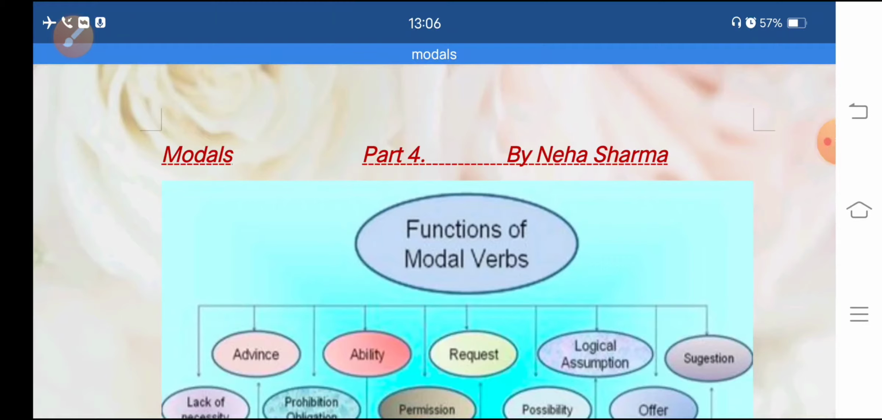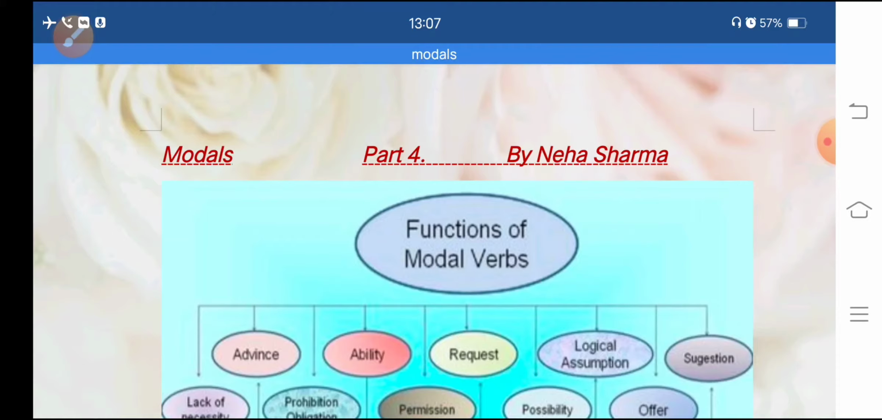In previous videos we learned that modals are the modified forms of the helping verbs. Modals are the verbs used to express the mood, attitude or mentality of the speaker. They are also known as modal auxiliaries, and some of the commonly used modals are can, could, shall, should, will, would, may, might, must, ought to, dare and need.